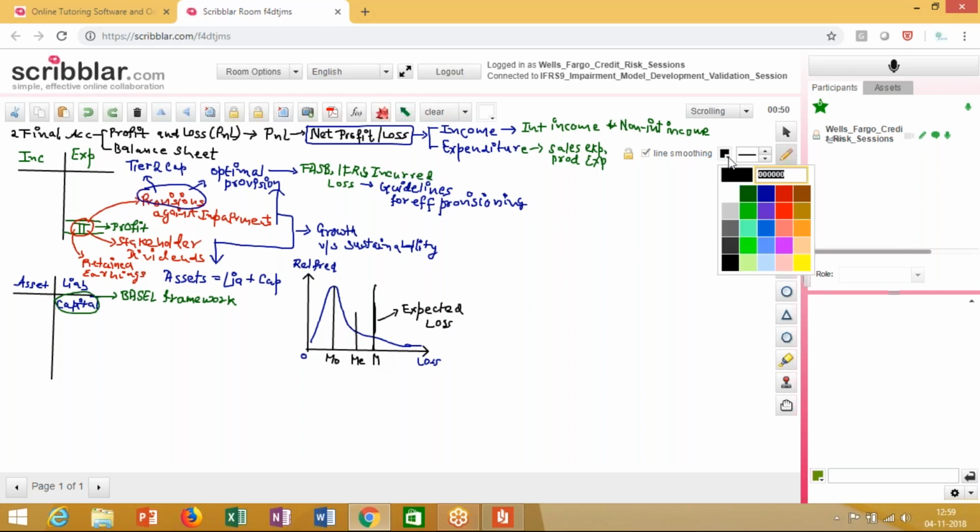Now the fluctuation from the loss that we have at this point, this variance or variation, is your unexpected loss.